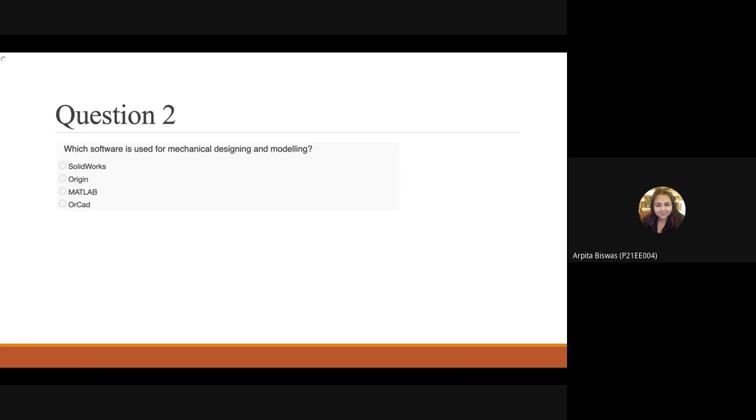Next, question number 3: SLA stands for stereolithography, standard lithography, stereo loop, or standard lithography. So what is the right answer? The right answer is option A, stereolithography.